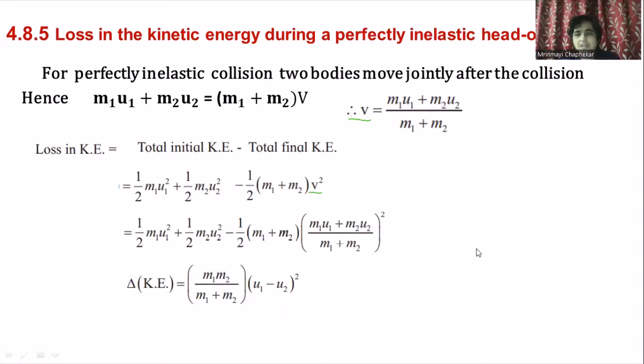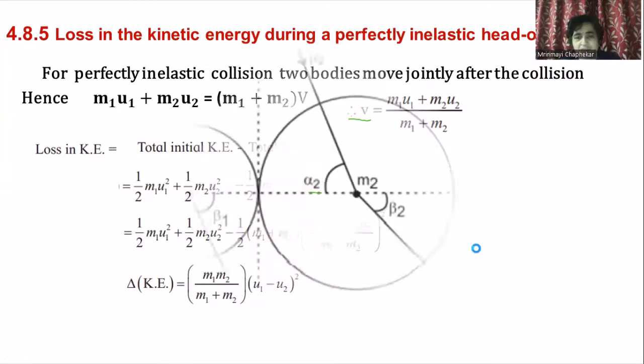See, mass is always positive. So m1 m2 upon m1 plus m2 is positive. u1 minus u2 bracket square, it is a square, so it is always positive. So what we get is that the change in kinetic energy or loss in kinetic energy which we have calculated is positive. Why is there a loss? Because the value is positive and it is total initial energy minus total final energy. Initial minus final is giving a positive value. That means initial energy is greater than final energy. Thus, there is a loss of kinetic energy during perfectly inelastic collision.